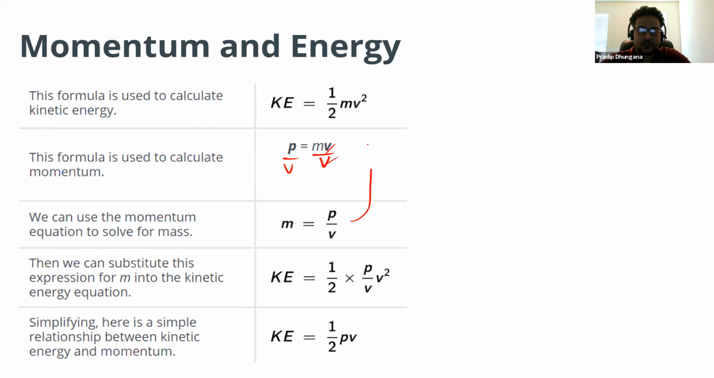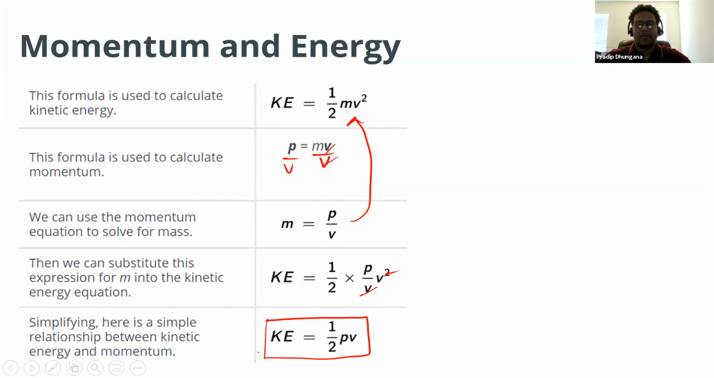Let's substitute that in the kinetic energy equation. So kinetic energy is 1/2 times mass, which is momentum over velocity, and then v squared. Now v squared is v times v, so one of those v's got cancelled. So kinetic energy is 1/2 times momentum times velocity. In that way, we can relate kinetic energy and momentum.